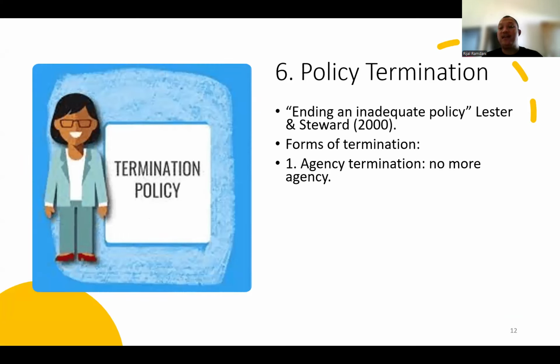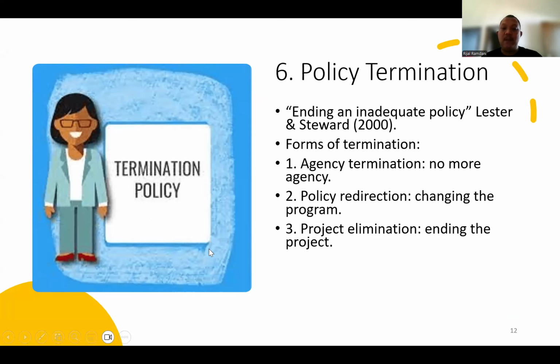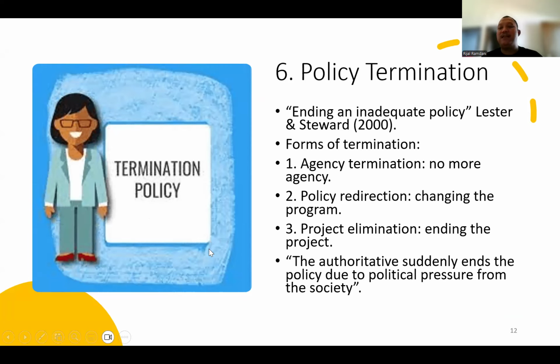And the last is policy termination, ending an inadequate policy. Forms of termination can be agency termination, where no agency is working on that policy anymore; policy redirection, changing the program; and policy elimination, ending the project. So the authorities suddenly end the policy due to political pressure from society. This can also happen.